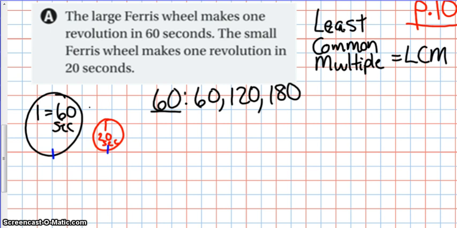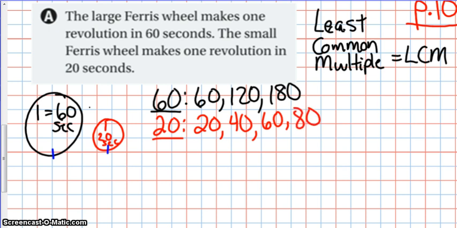Now we're going to find multiples of 20. So we have 20 times 1, which would be 20. 20 times 2, which would be 40. 20 times 3, which would be 60. And we'll go ahead and add a fourth one, even though I know right now that this is my least common multiple. 20 times 4 would be 80. So right here, we have our first common multiple.